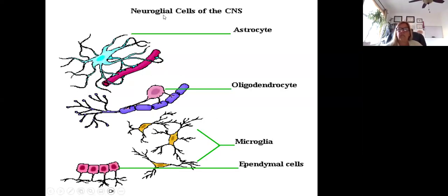So, astrocytes, these guys sort of wrap themselves around the myelin sheath. Oligodendroglia attach themselves to those sheath bodies, and microglia are sort of free out there roaming around, as well as your ependymal cells.